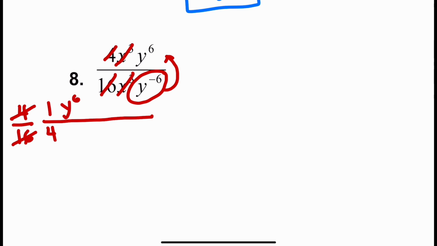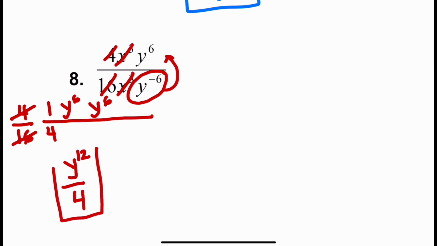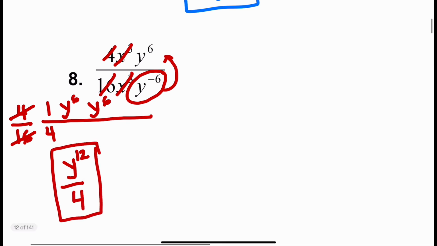I already have a y to the 6. I'm going to add another y to the 6. There's 6 and then 6 more. Altogether, I have y to the 12th. 1 times y to the 12th is y to the 12th, so I don't need to put that 1 there. And then in the denominator, I just have a 4. So that would be my answer for number 8.